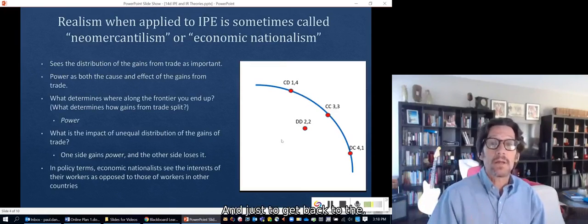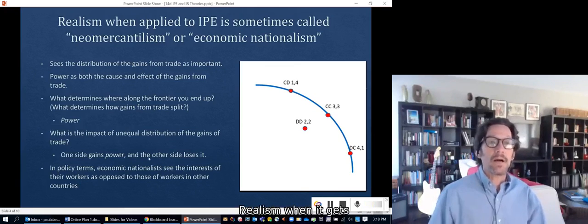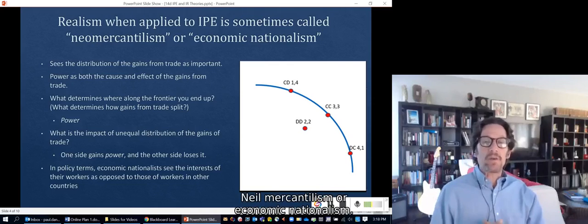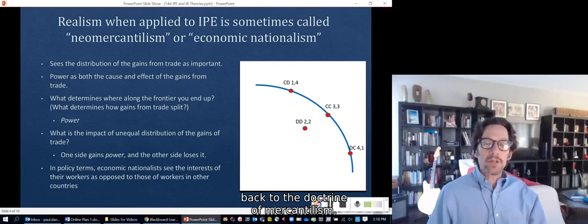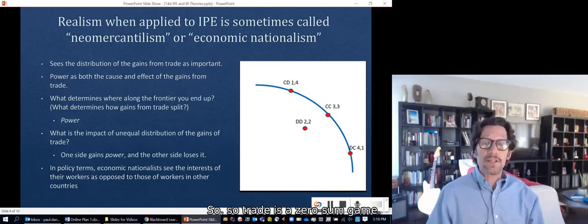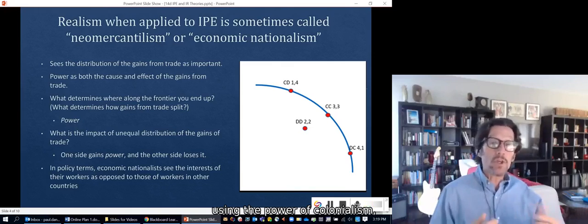And just to get back to this Pareto frontier diagram, realism, when it gets applied to international political economy, has a couple of different names, neomercantilism or economic nationalism. Neomercantilism refers back to the doctrine of mercantilism, which said there's a fixed amount of gold in the world, so whoever has more gold, somebody else is going to have less gold. So trade is a zero-sum game. And that was really the basis of a lot of colonial economics. Mercantilism tried to extract wealth from one place and concentrate it somewhere else using the power of colonialism.